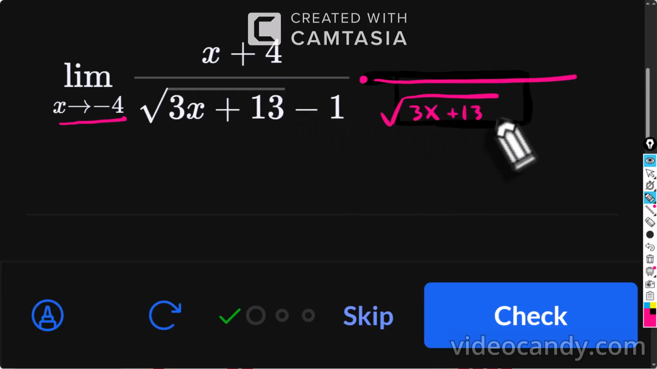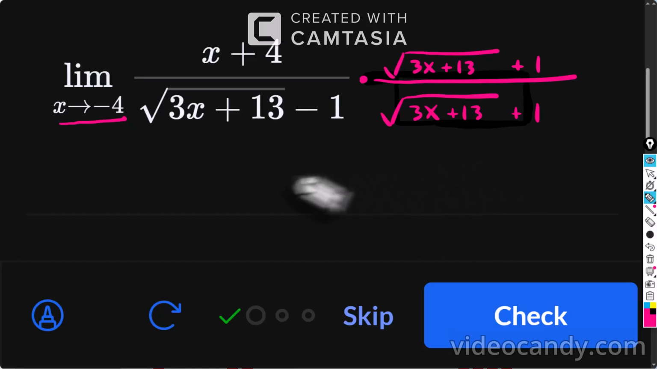And instead of -1, it's going to be +1. You do the same thing in the numerator. You multiply by the same thing over itself. It's going to be the same as multiplying by 1. Okay? Now, the numerator, you don't want to unpack it. It's just going to be a mess, so just leave it.